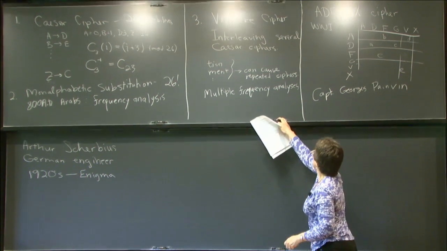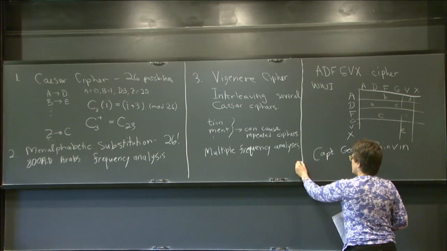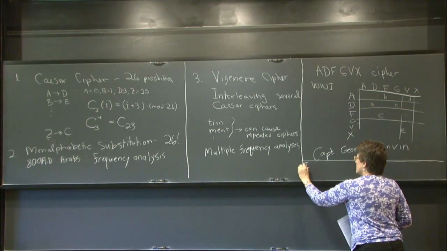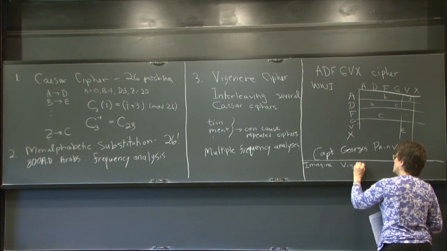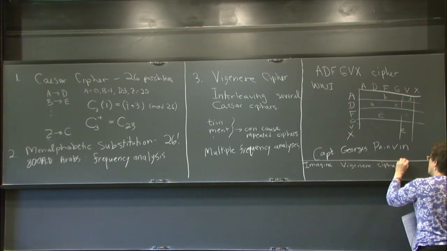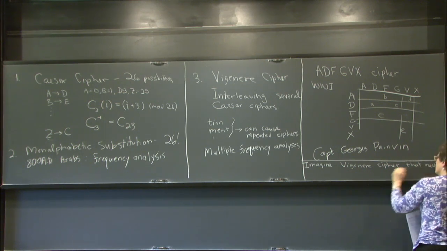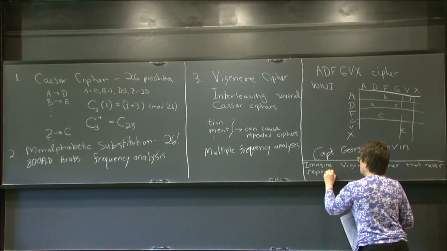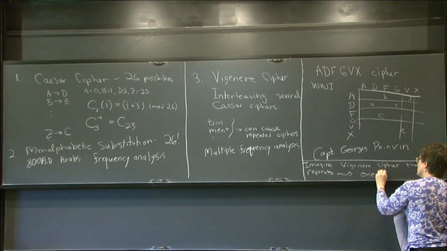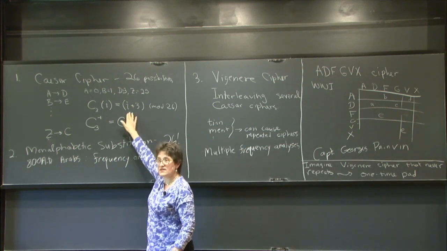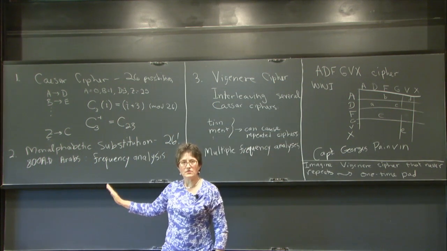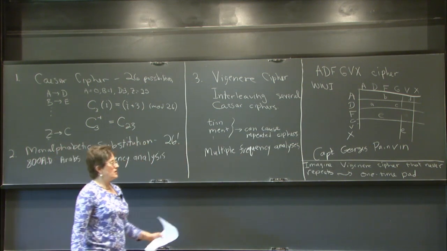Oh, I'm sorry. I left out one other code I meant to mention. If you can imagine a cipher that never repeats, that would be what you call a one-time pad. Okay. With a one-time pad, a random sequence of numbers, you just do this addition mod 26 onto your plain text message, that's completely secure. I think everyone should agree that is secure.